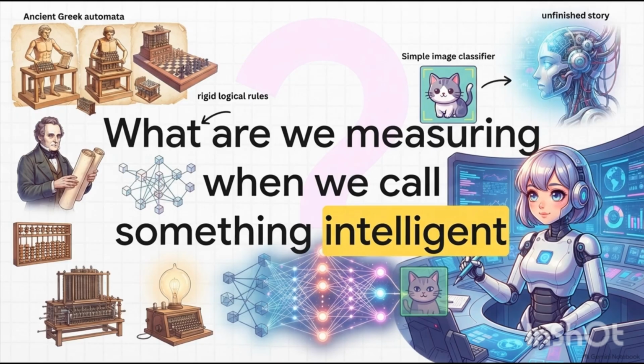As we constantly rebuild and reinvent these machines, going from rigid logical rules to deep neural networks, from simple image classifiers to fully autonomous agents, if machines can flawlessly perform the functions of thinking, what are we actually measuring when we call something intelligent? The most fascinating takeaway from this entire explainer is that artificial intelligence is very much an unfinished story. In our centuries-long quest to build a machine that thinks, we are ultimately just trying to discover ourselves.